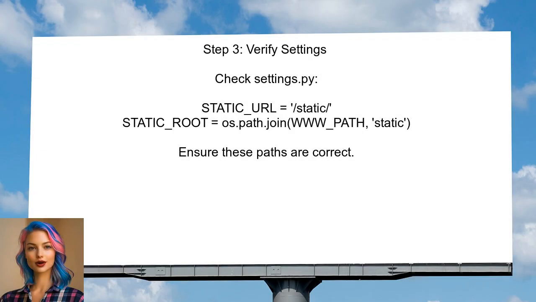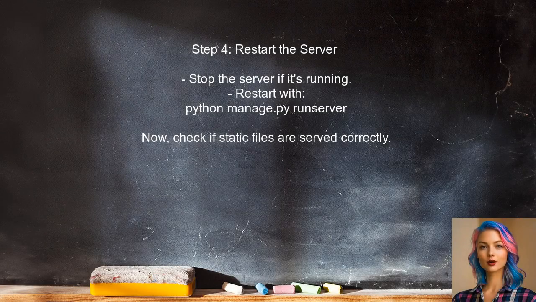After updating the urls.py file, the user should check that the static URL and static root settings are correctly defined in the settings.py file. This ensures Django knows where to find the static files. Finally, the user should restart the Django development server to apply the changes. This step is essential to ensure that the new configuration takes effect.